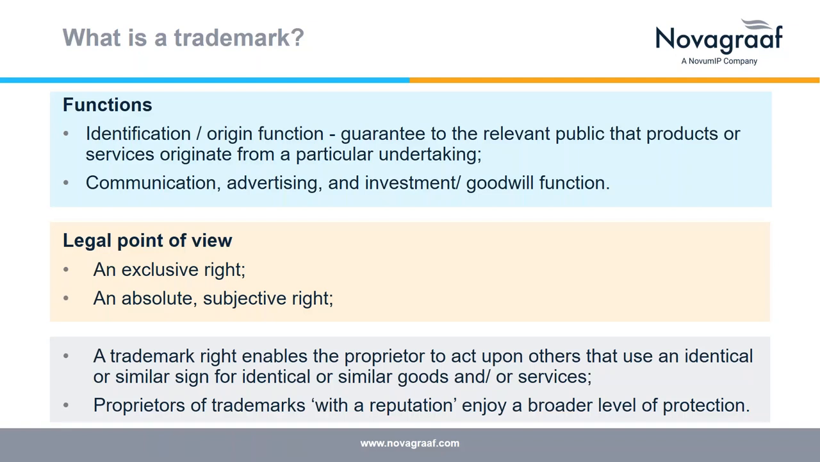The identification and origin function is the main function, the most important function of a trademark. A trademark is there to identify your goods or your services and to differentiate them from the goods and services of other companies. Of course, also the investment and goodwill function is very important, especially for this presentation and the subject that we're discussing, the value of your IP.